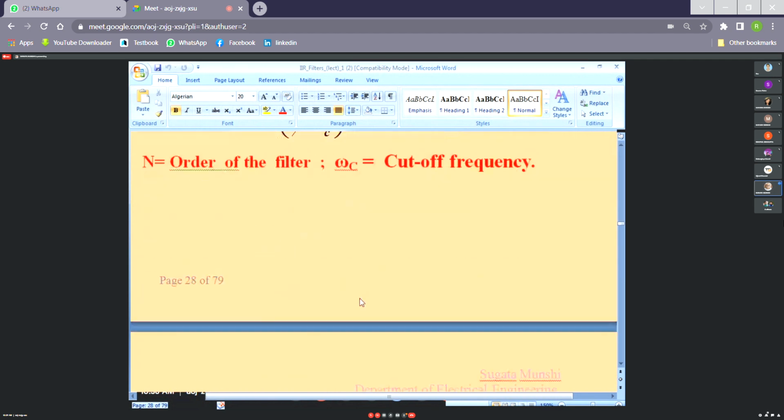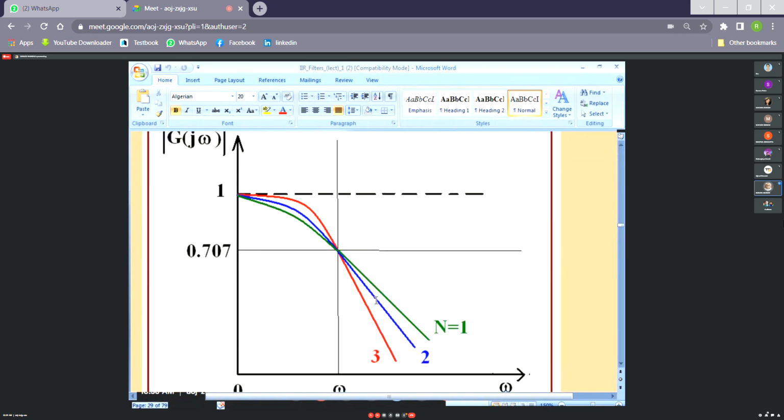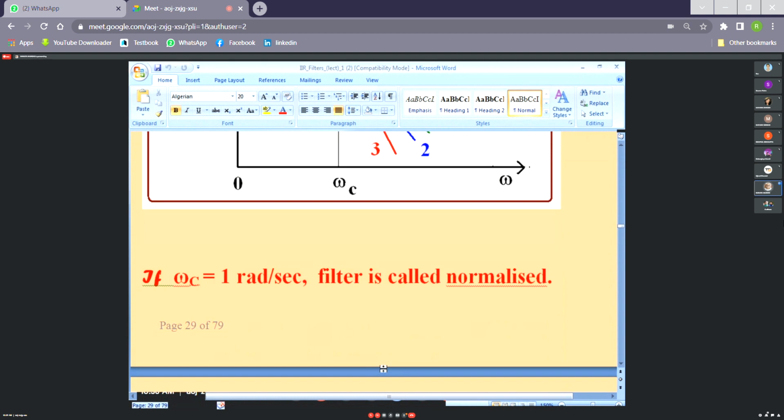So these are the salient features, the amplitude response characteristics of the Butterworth filter. I have considered three typical cases: first order Butterworth filter, second order Butterworth filter, and third order Butterworth filter. If omega c is 1 radian per second, the filter is called normalized. The filter is known as normalized Butterworth filter.